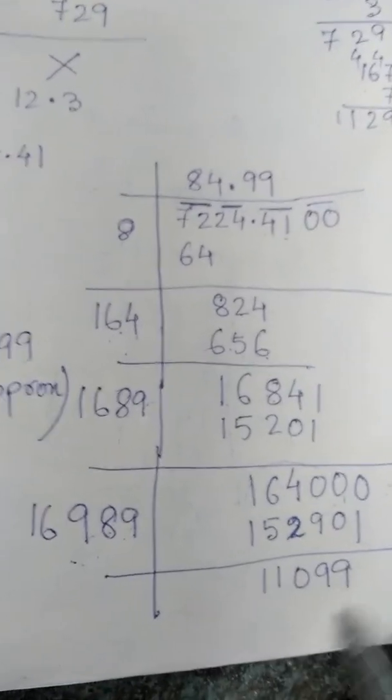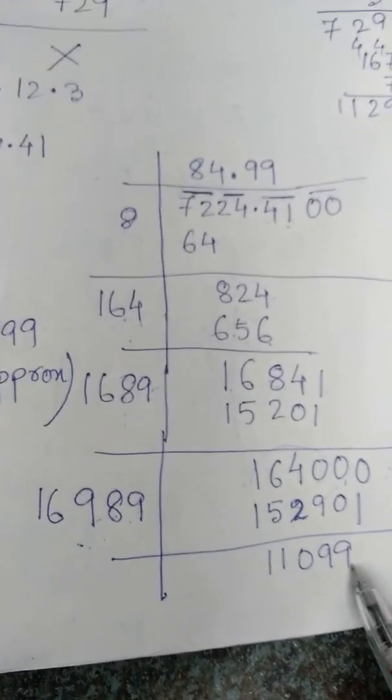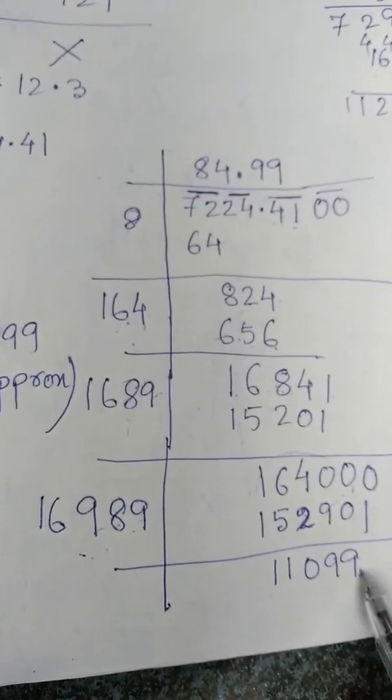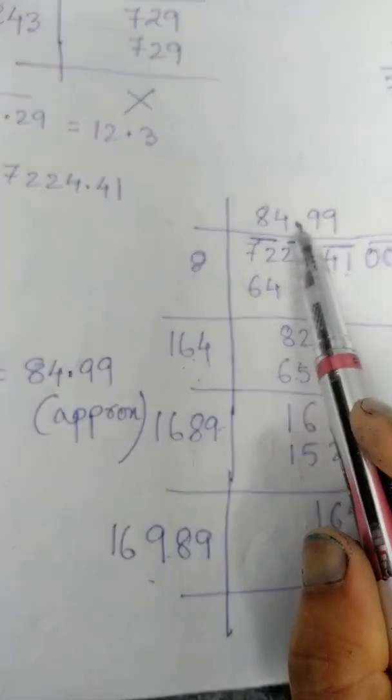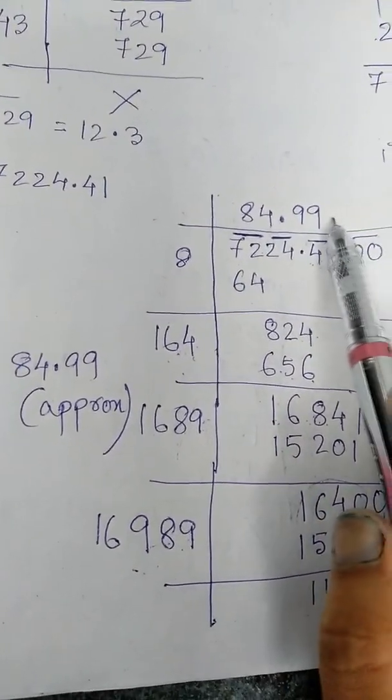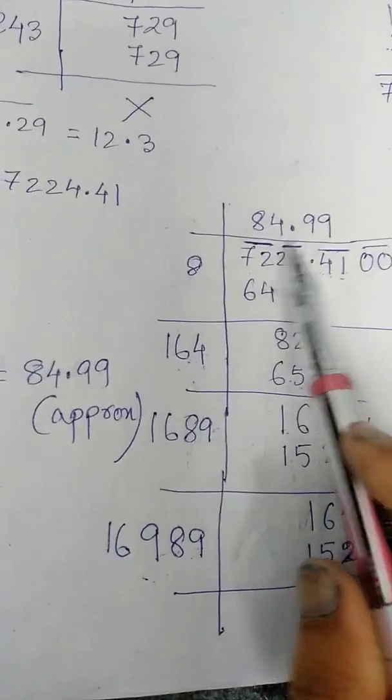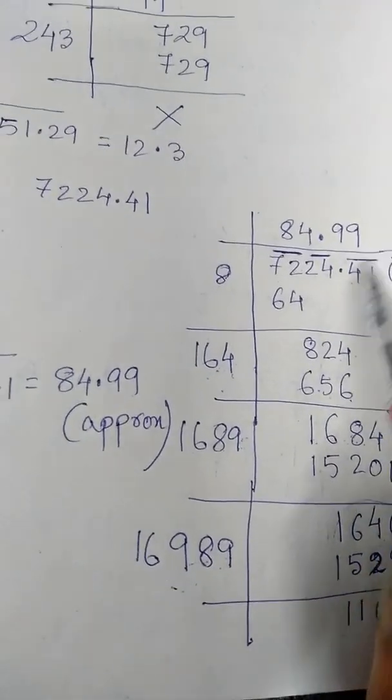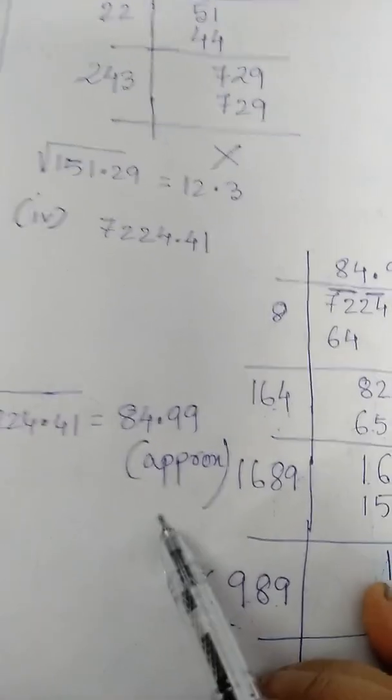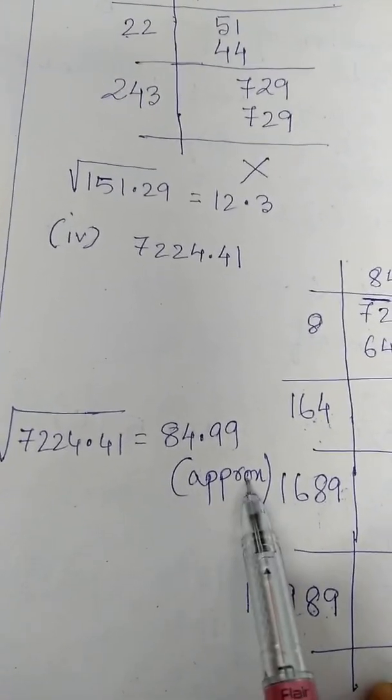Since it is not a perfect square, we are getting a remainder here. After the point, it is enough to take 2 decimals, so there is no need to find more. So 84.99, approximately, is the value. That's why I've written approx. Got it?